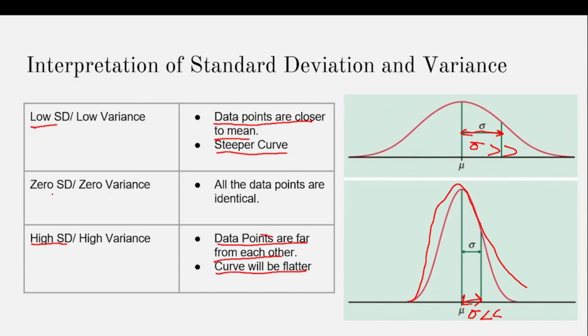But what do we mean when we say that our standard deviation and variance is 0? We have seen that variance or standard deviation contains average squared deviation. So by 0 standard deviation or by 0 variance, we mean that all data points are identical and they are equal to the mean itself. That's why we are getting the 0 value. I hope you understood the interpretation of standard deviation and variance.